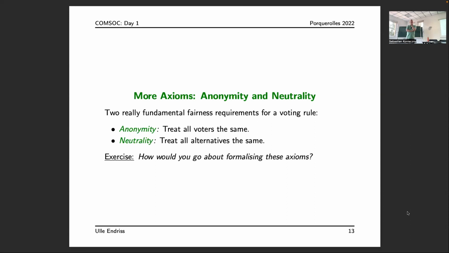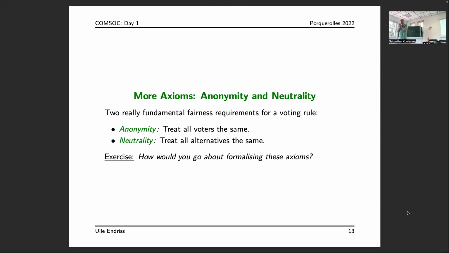So do you have any ideas how you would go about formalizing this? Let's say anonymity. How would you go about it? How many people have an idea? Yes, please. All the voters should have the same impact, but is that a formalization or is this just a nicer way of saying what I just said, but still a bit hand-wavy? I think it's a nicer way than what I said, but it's still a bit hand-wavy. So how can we make it mathematically precise, exactly like that? Yes, please.